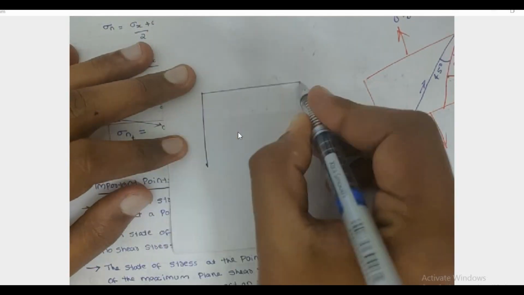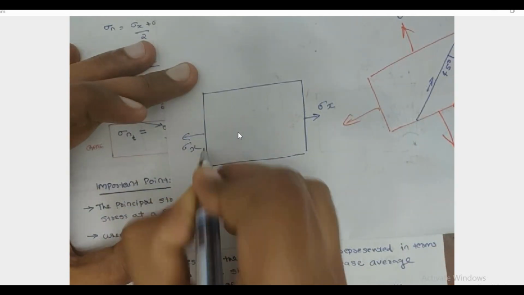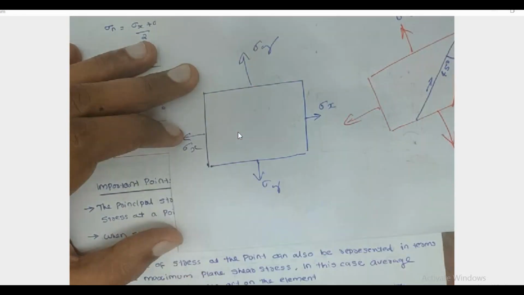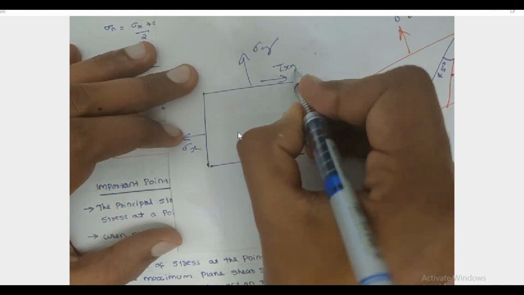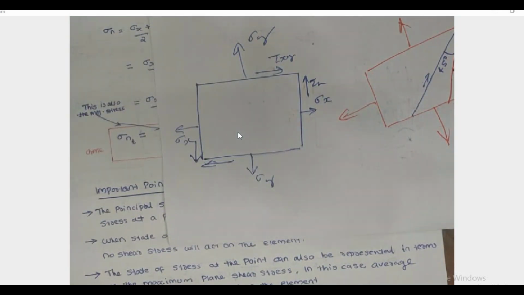We have a body where sigma x is acting, sigma y is acting, and shear stress tau xy is acting. This is a plane stress condition, because here we have only two normal stress components, and sigma z is equal to 0, and tau xz and tau yz are equal to 0. That is why it is a plane stress condition.